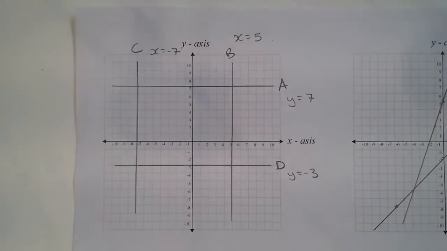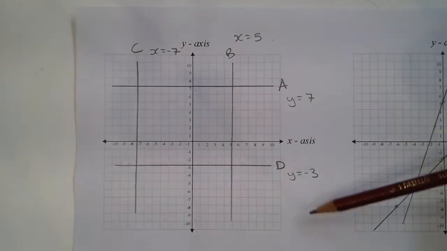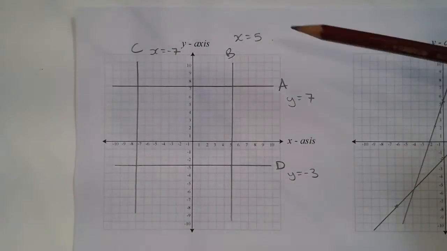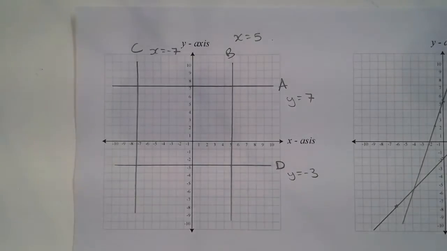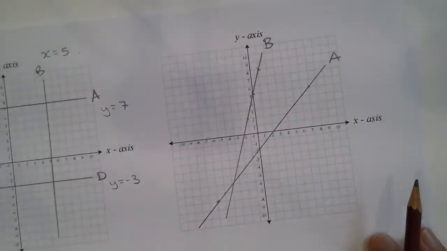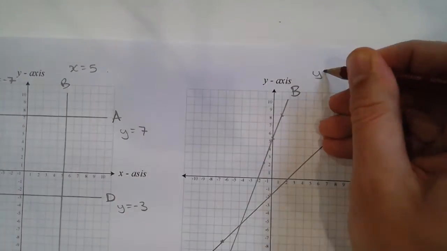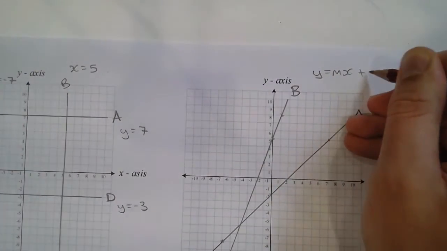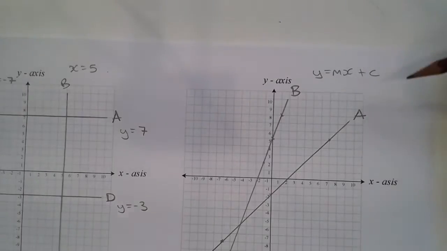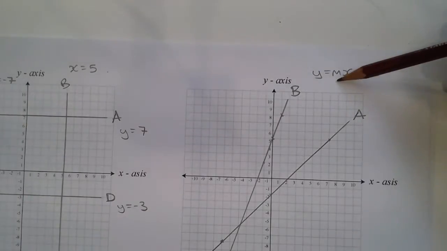So they're the equations of horizontal and vertical lines. You'll notice that horizontal lines always begin with y equals, and vertical lines always begin with x equals. Now, some diagonal lines. What we must know is that the equation of a diagonal line is y equals mx plus c. C is the intercept, m is the gradient.